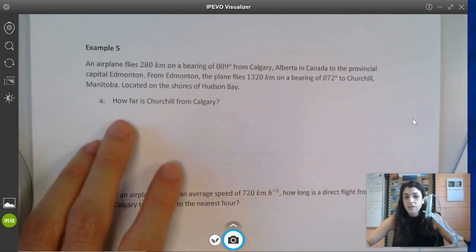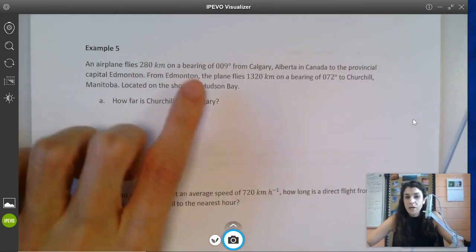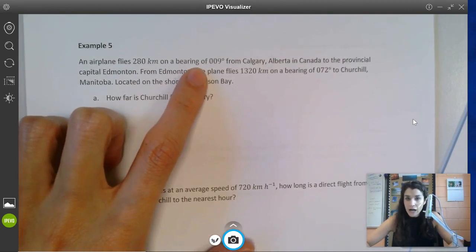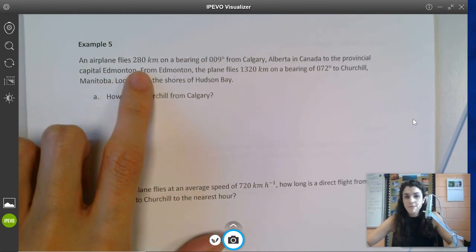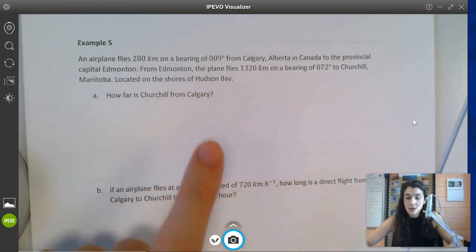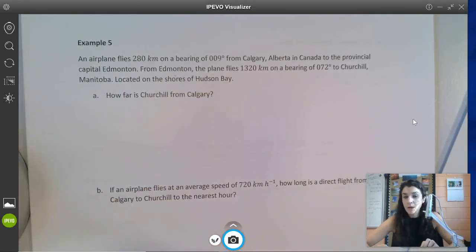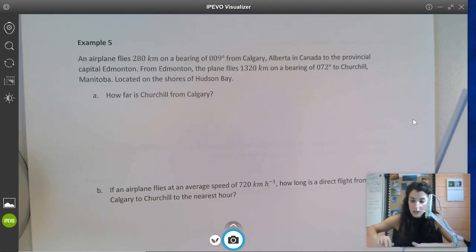An airplane flies 280 kilometers on a bearing of 9 degrees from Calgary, Alberta, in Canada to the provincial capital, Edmonton. From Edmonton, a plane flies 1,320 kilometers on a bearing of 72 degrees to Churchill, Manitoba, located on the shores of Hudson Bay. It says, how far is Churchill from Calgary? So first we need to draw a diagram.